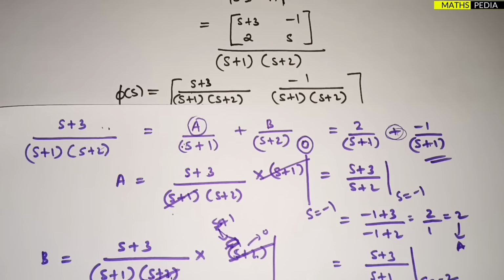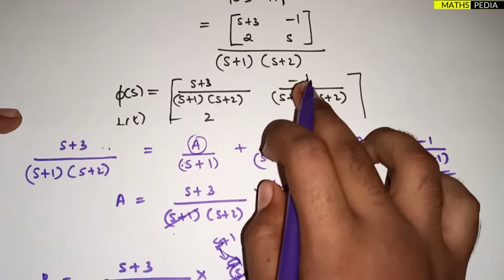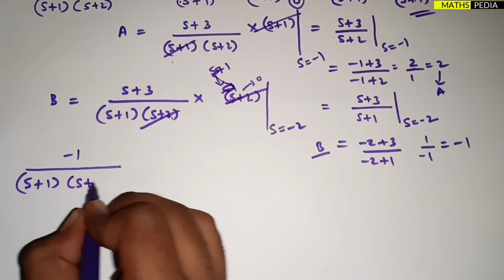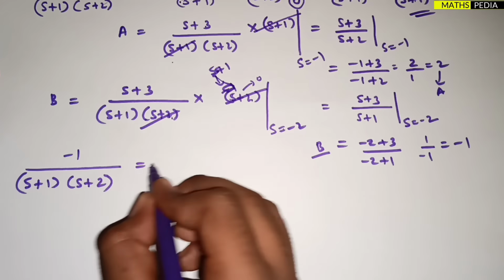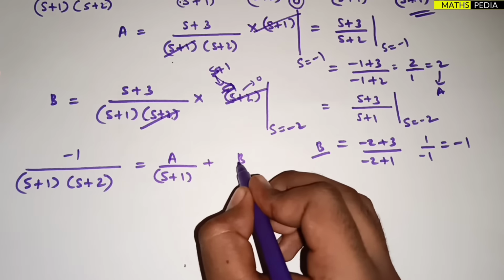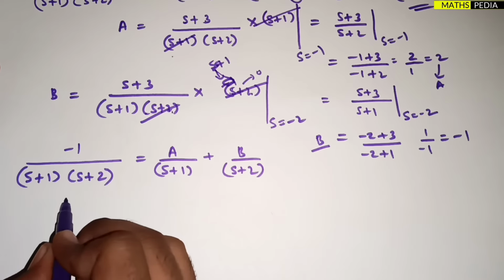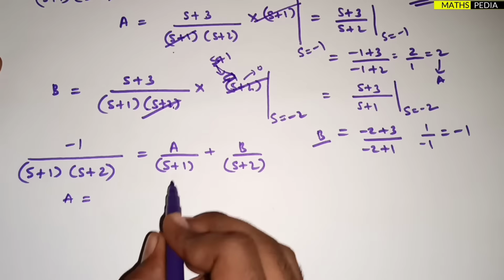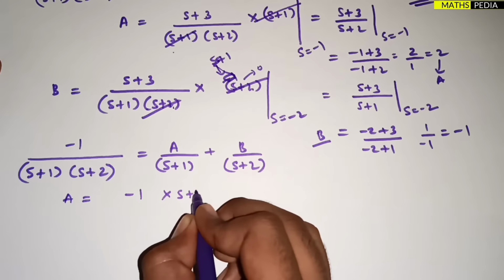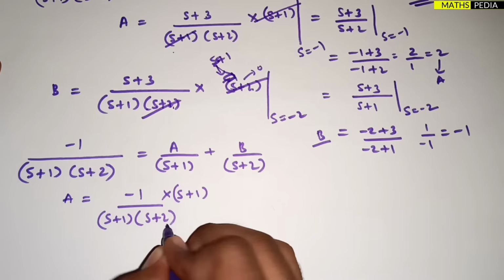So again the next term, that is minus 1. I'll take this term: minus 1 divided by (s plus 1) into (s plus 2) equals a by (s plus 1) plus b by (s plus 2). Now in order to find out a, whatever is there in the denominator, just multiply over here. So minus 1 into (s plus 1) divided by (s plus 1) into (s plus 2).